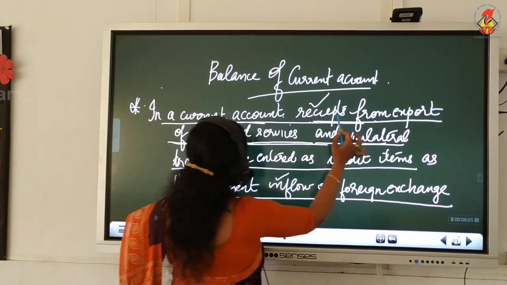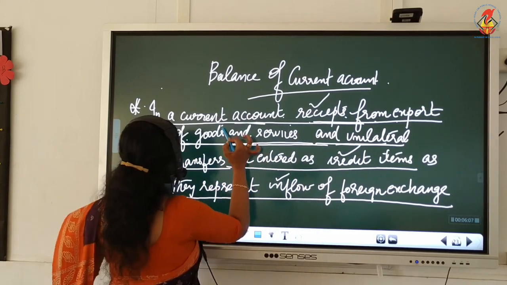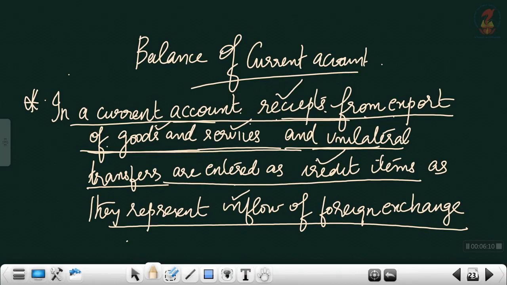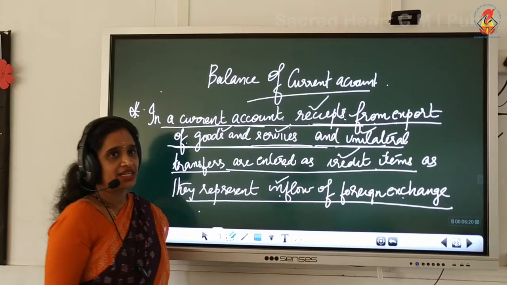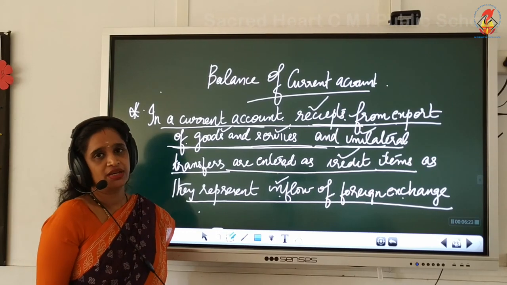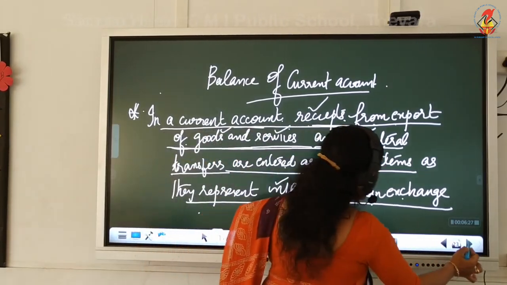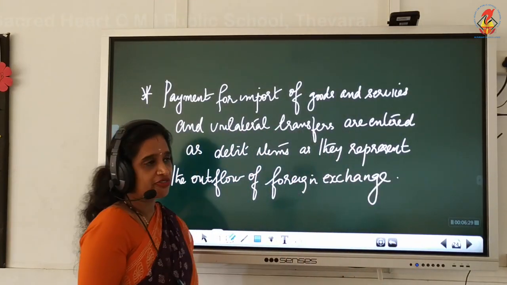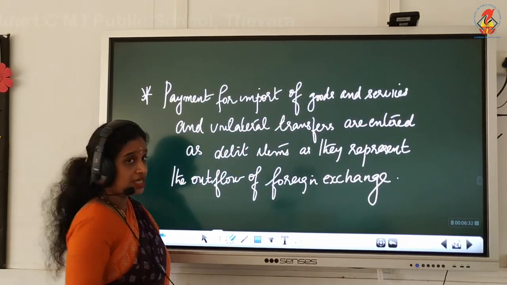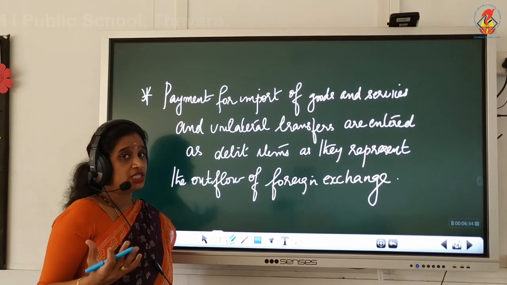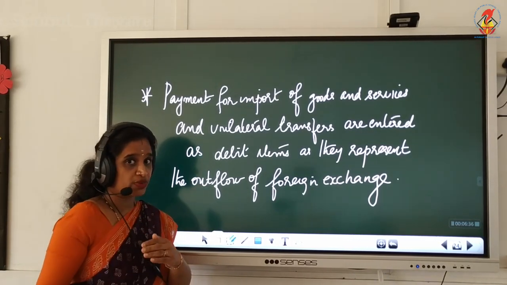In a current account, receipt from export of goods, visible items, services, invisible items and unilateral transfers will be entered as credit items because they represent inflow of foreign exchange. That is the first step concerned with the balance of current account. The second step in the balance of current account is, the previous one was export. Now we will take the next one, import.